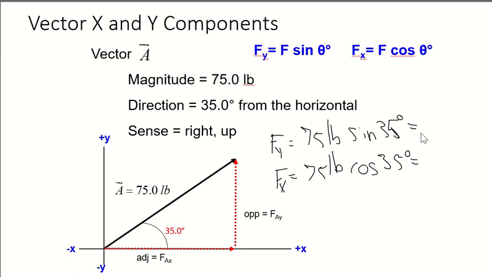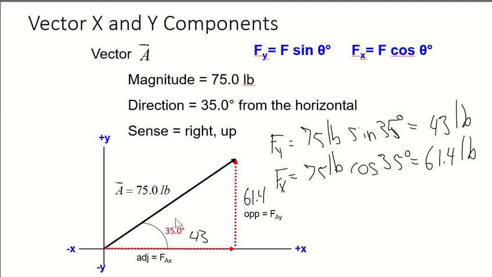And when I plug those into my calculator, and this is where you really have to understand your calculator in order to be able to do it. So 75 times, and I believe this calculator, let me say 35 sine equals, and yeah, that looks right. So I get 43 pounds. And if I do 75 times 35 cosine, I get 61.4. And so this is 43, and this is 61.4.